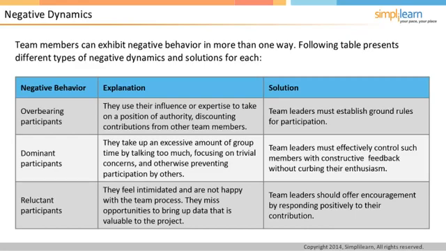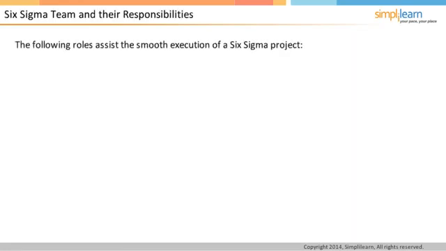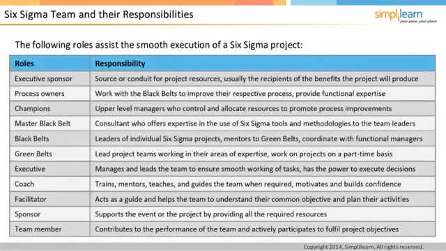Six Sigma team and their responsibilities are described here. Various roles assist the smooth execution of a Six Sigma project. These roles are required to support the project by providing the information and resources that are needed to execute the project. The first important member of the Six Sigma team is the executive sponsor.